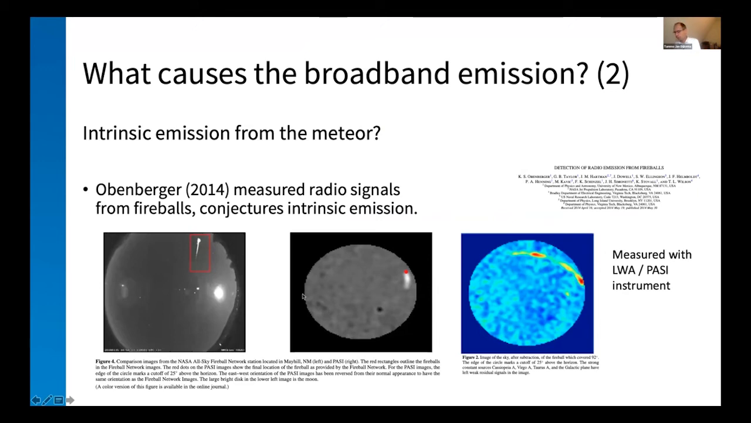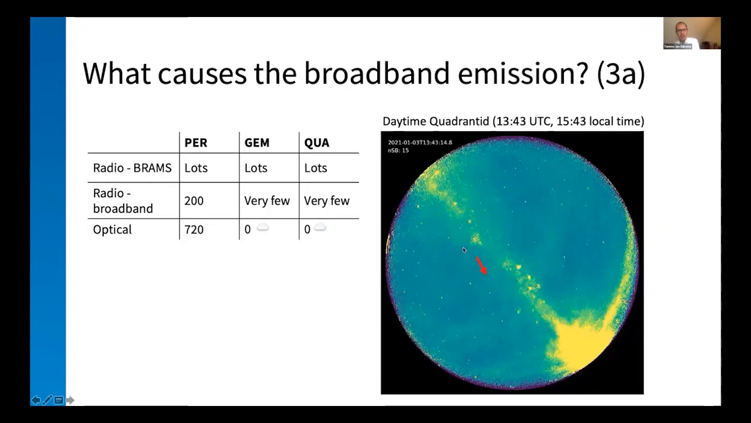So could it be intrinsic emission, like the people from the LWA think? Well, maybe. But we're not convinced yet. These are images from the LWA. We don't know yet, but if there's a better explanation, we'll go for that.